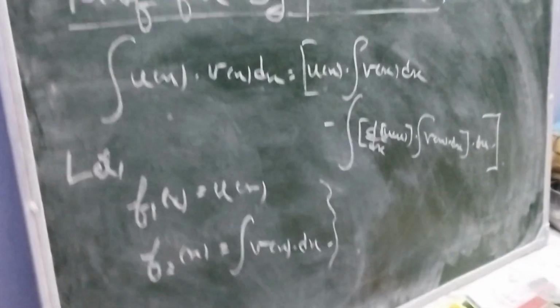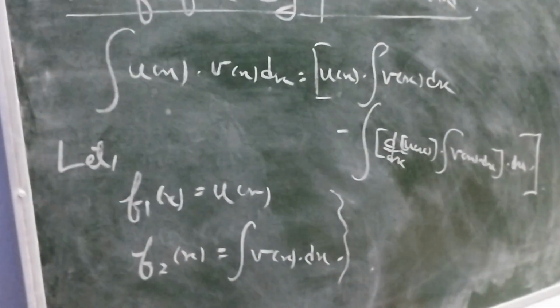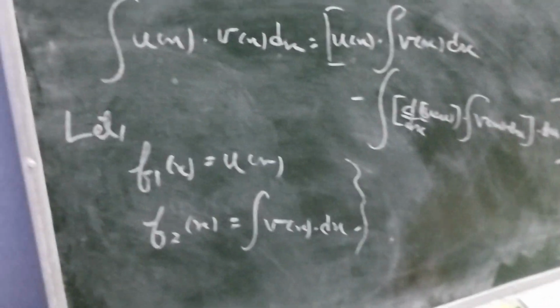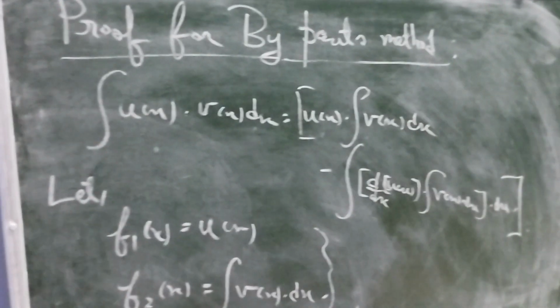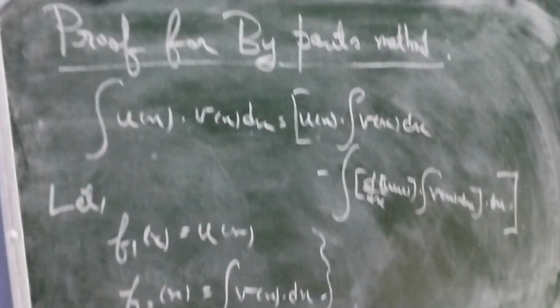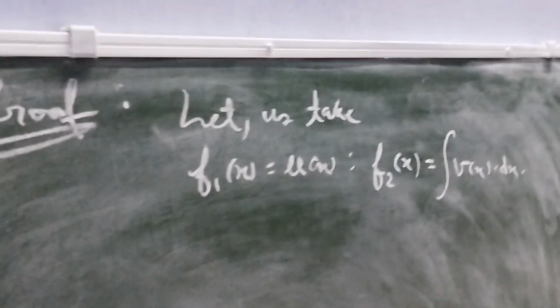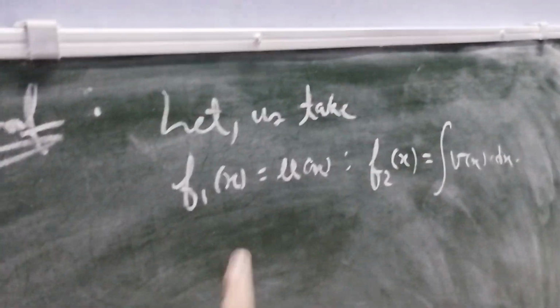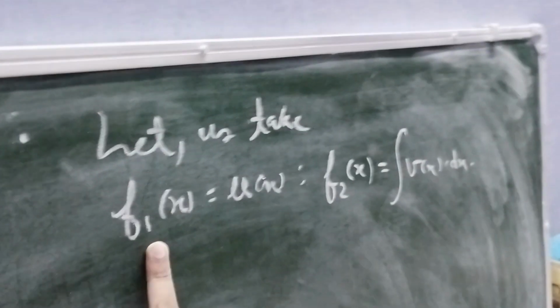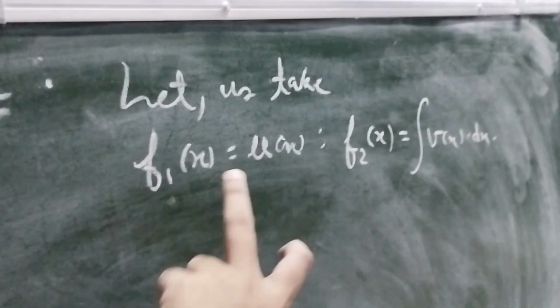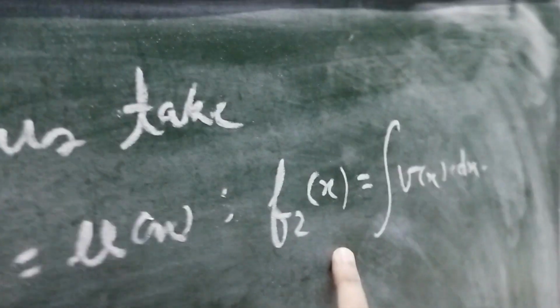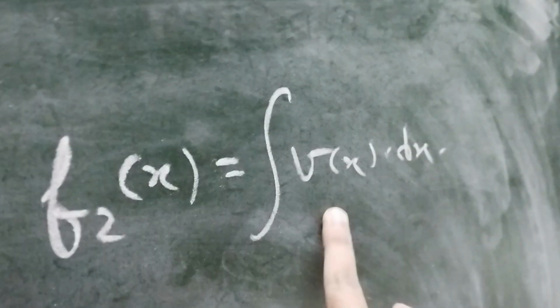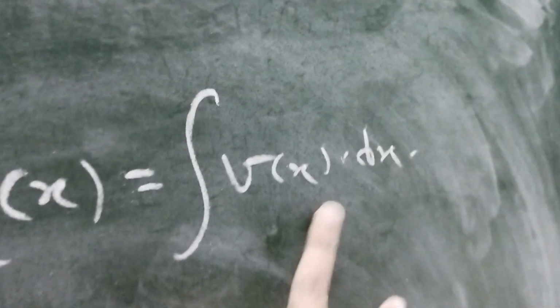So how did this come about? Today I will do the proof and try to do it in the manner it is meant to be. So let's see. Here's the proof. First step, let us take the function f1(x) as u(x), right? This is just a variable, think of it that way. And the second function f2(x) is the integration of v(x).